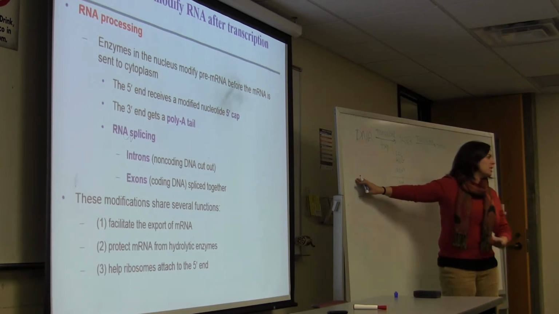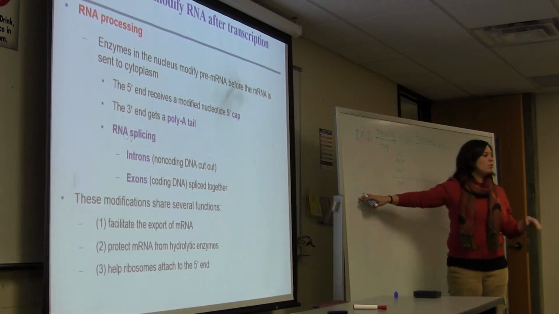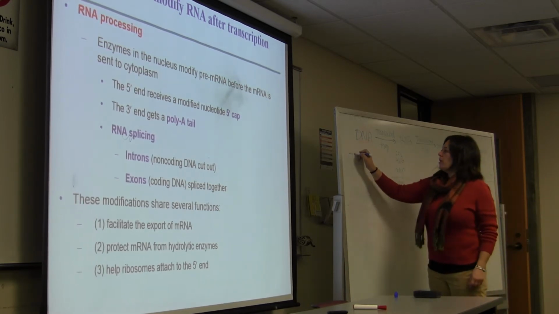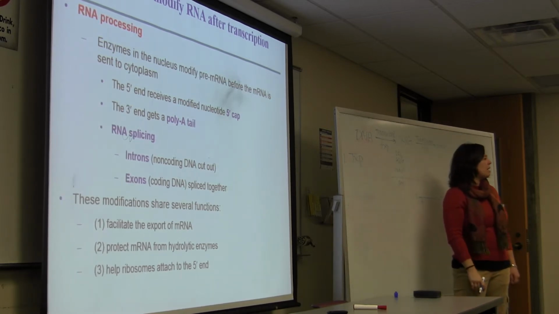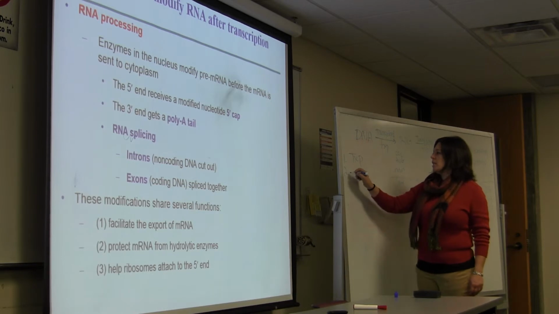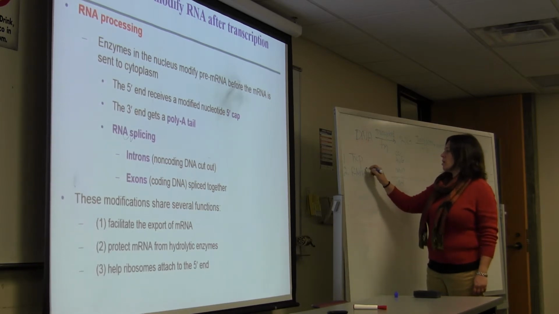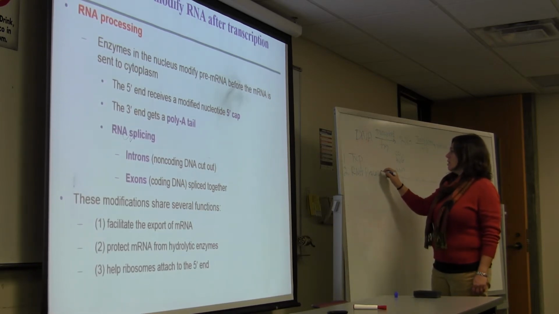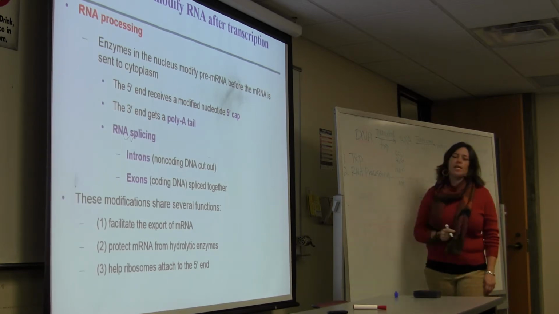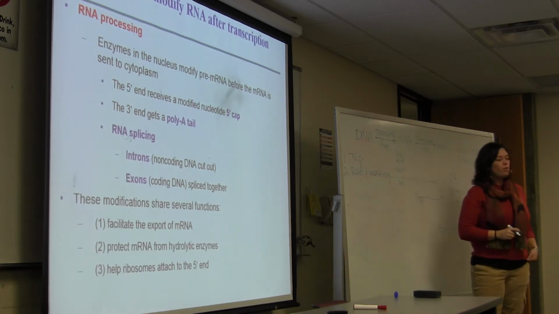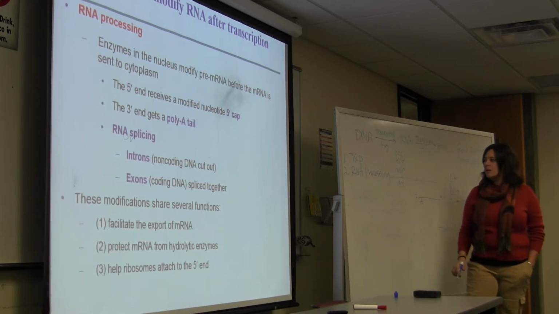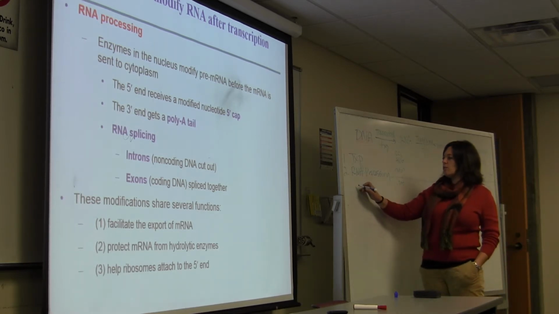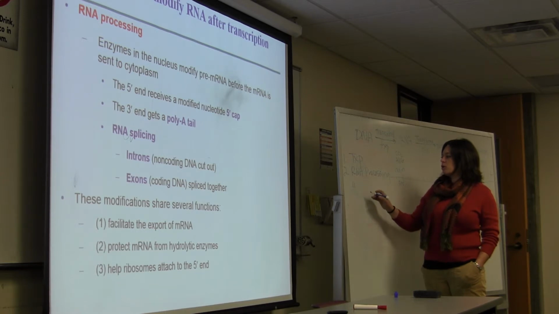And again, this RNA processing is only in eukaryote cells. It's not in prokaryote cells. So we have our transcription. That's going to be the first thing that's going to happen. The second thing that's going to happen is this RNA processing. And this RNA processing has 3 steps as well. It's not initiation, elongation, and termination, but there's 3 modifications that we're going to make to this RNA.